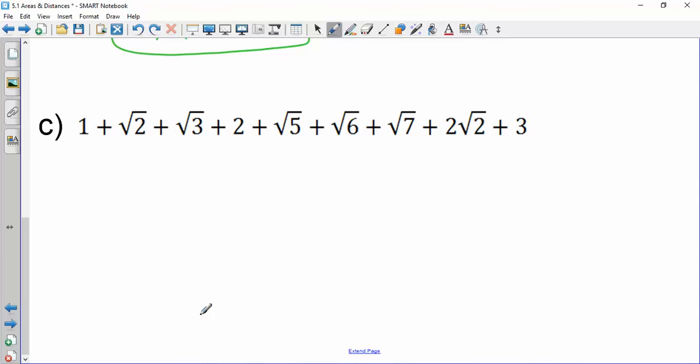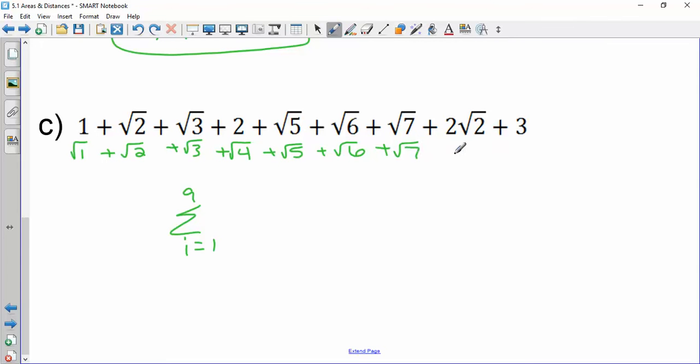Okay, last one. This looks pretty ugly. How many terms do we have? 9, so we need to go from 1 to 9. Let's try to write these looking the same. Some of these have radicals, and there's no way to rewrite that. 1 would be the same as the square root of 1. 2 is the same as the square root of 4. 2 radical 2 is the same as the square root of 8, and 3 is the square root of 9. So how would I write this? Square root of i.